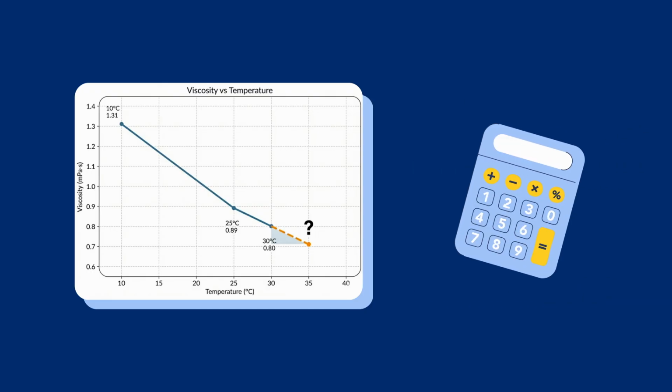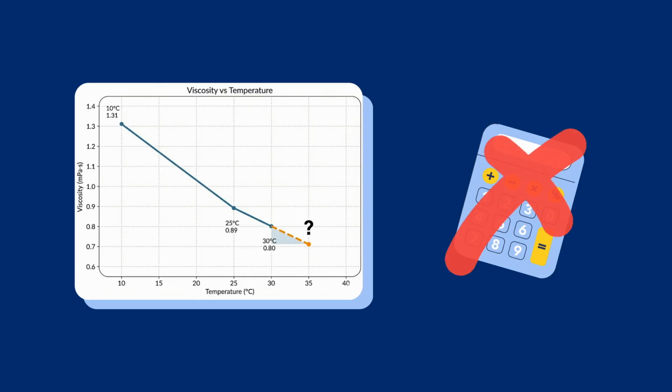Here's what makes this easier. Extrapolation on the ACT rarely requires a calculator. Following the trend logically is usually enough.